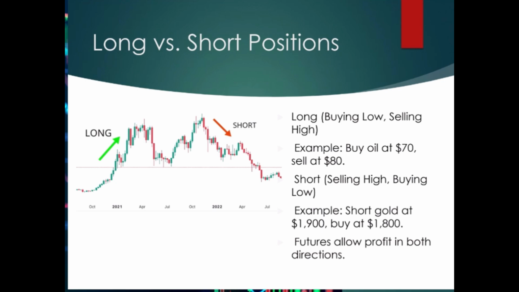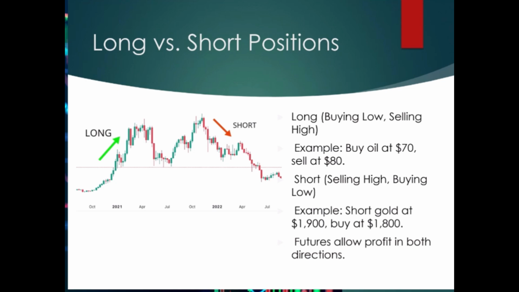Going long. Buy low, sell high. This is the classic trading idea most people already know. You expect the price of something to go up, so you buy first, then sell later at a higher price. Example: let's say oil is currently trading at $70 per barrel. You think it's going to rise because of a supply shortage, so you buy a futures contract at $70. A few days later, oil goes up to $80. You close the trade and the $10 difference is your profit.